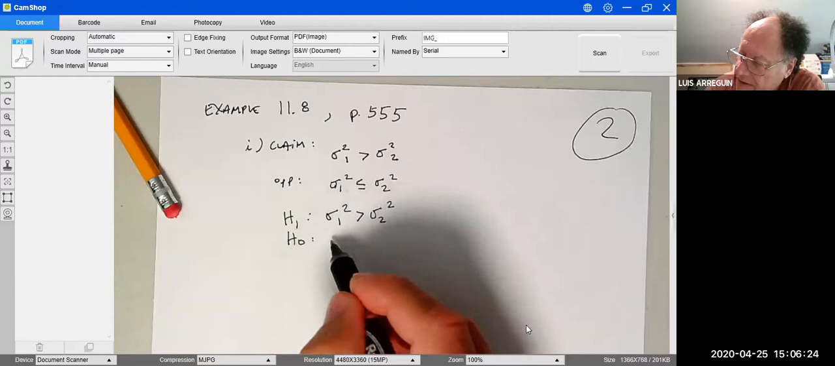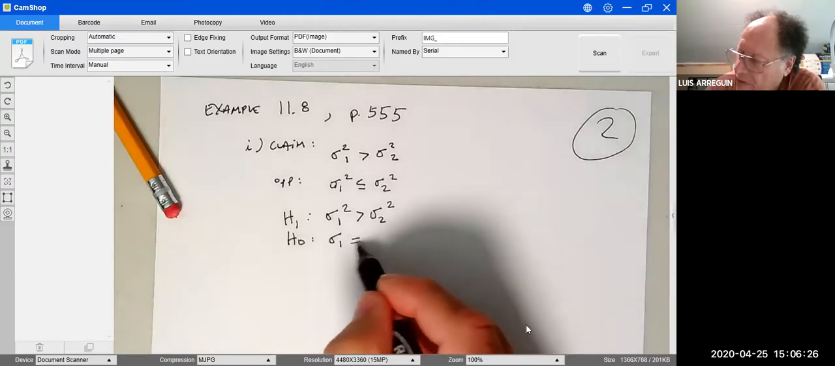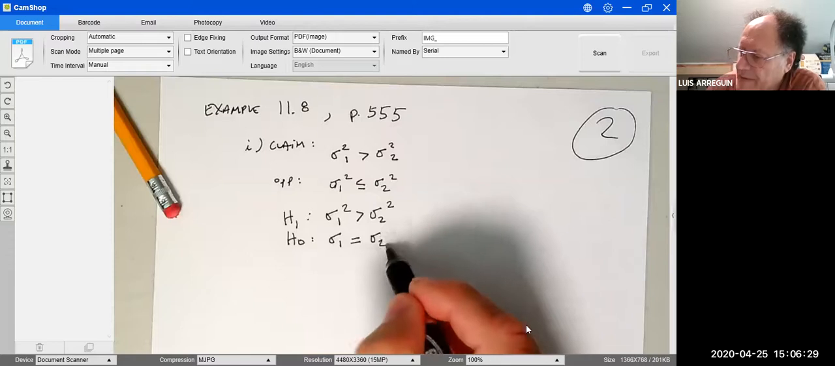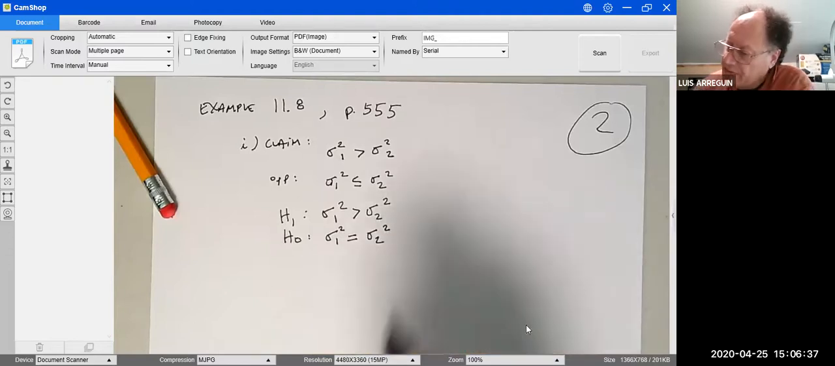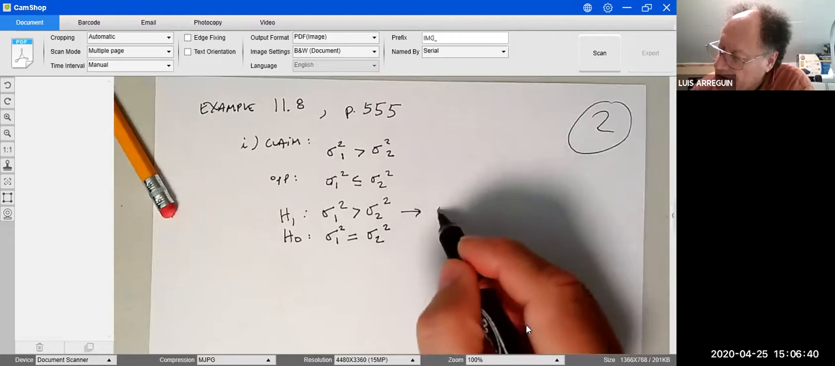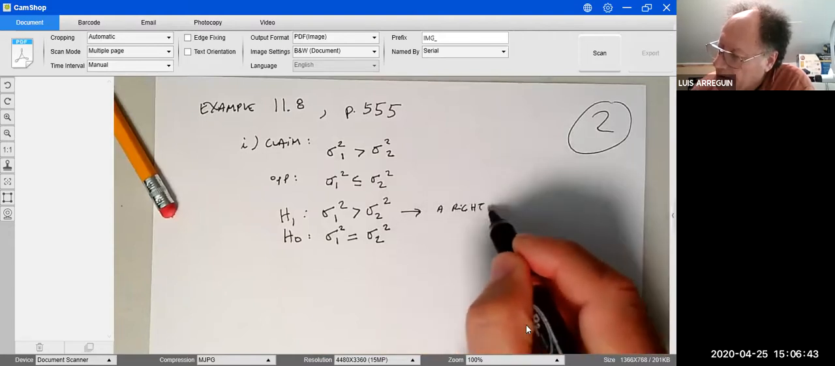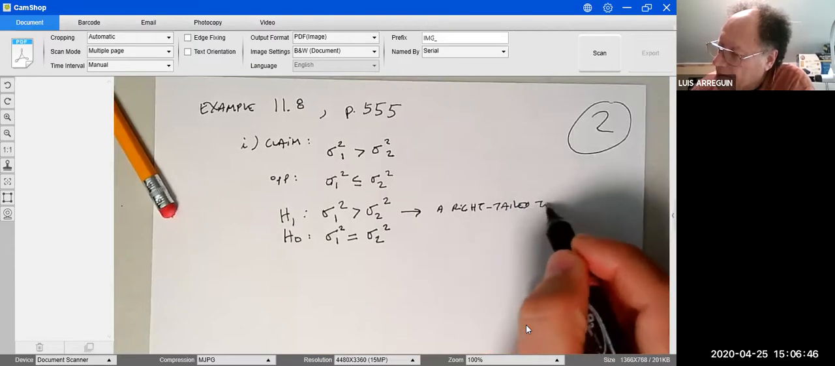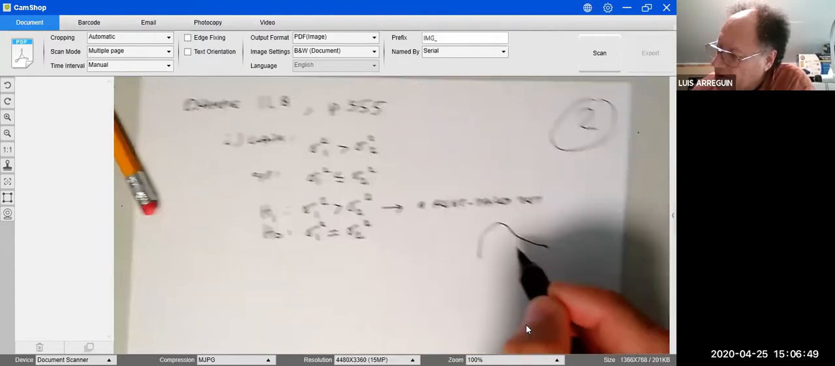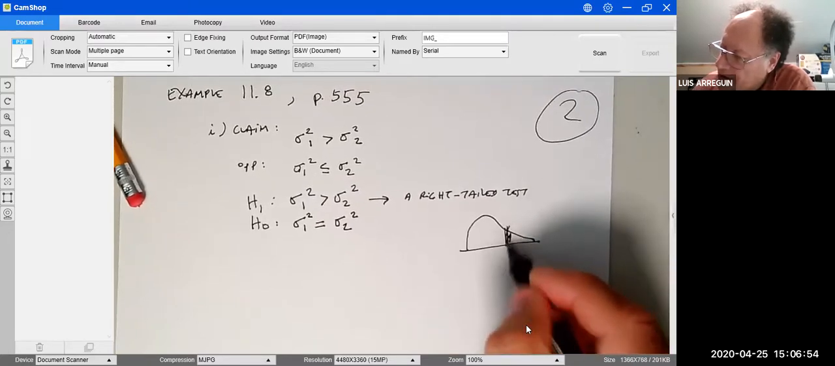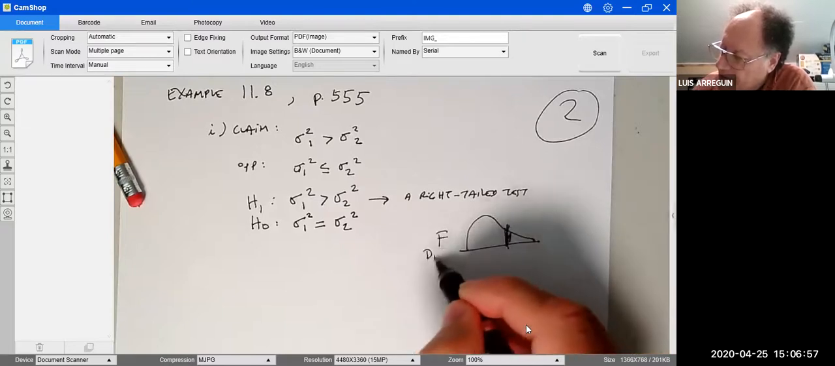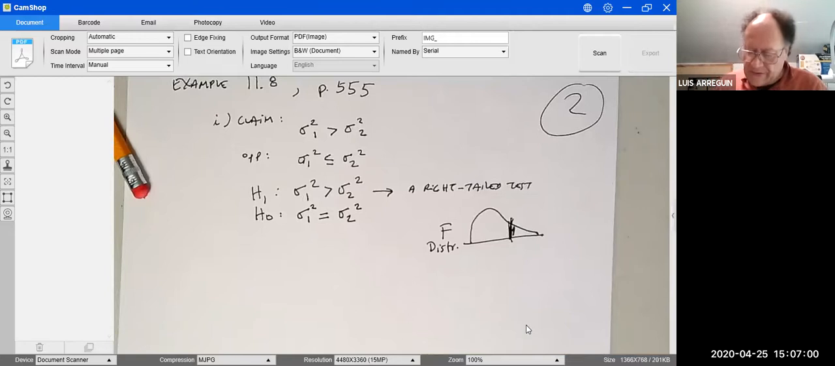The null is always one parameter equal to another parameter. In this case, the variances are the same. That's the null hypothesis. From the alternative, we know that this is a right tail test. So our F distribution is always asymmetric. So we're going to have something like this. So this is going to be the F distribution.